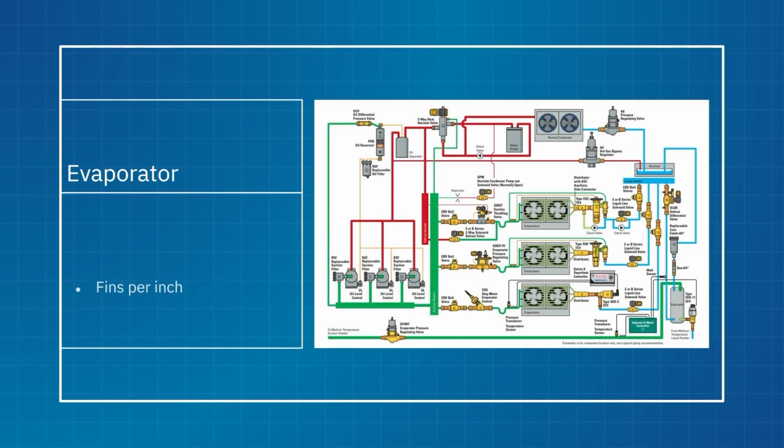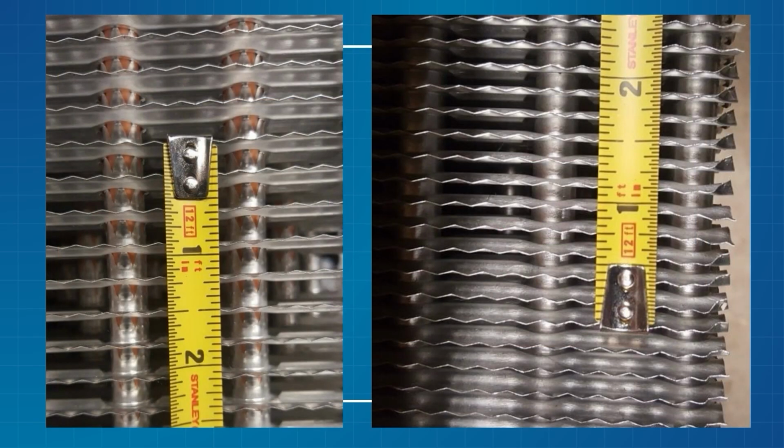So the first thing I want to talk about is fins per inch. Most of us have some type of background in air conditioning. And the most obvious thing that we'll see when we move to refrigeration is the fins per inch. Way less fins per inch. So what's going on here? What's a fin per inch? What are we doing? All right.